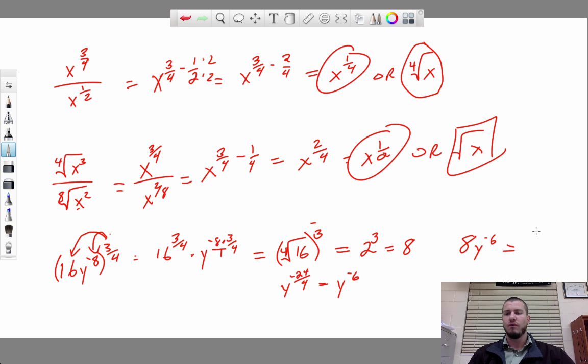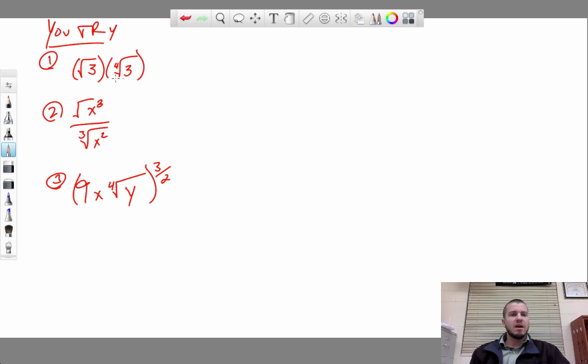Remember, you got to move that to the denominator. And it doesn't have a radical anymore. It's not a fraction, so I don't need to rationalize it. That's my answer. So go ahead and take a little bit and try to do these 3 on your own. And you can pause it, and I'll give you the answers and explain it in a little bit.